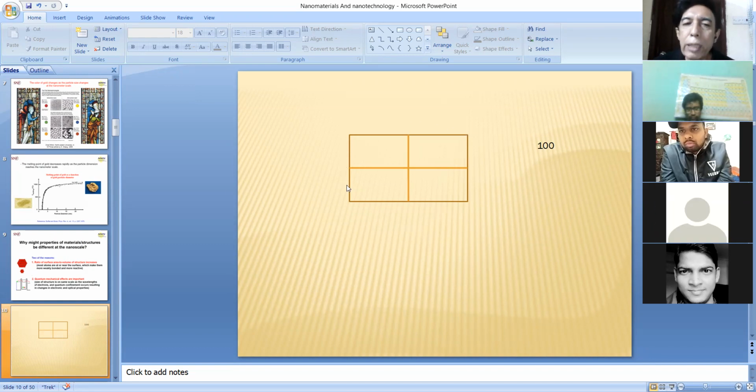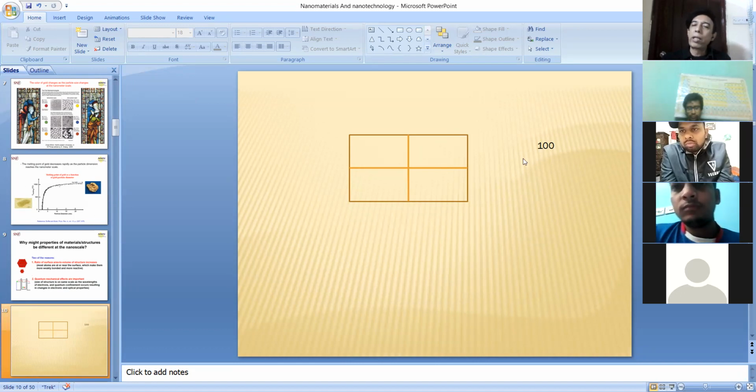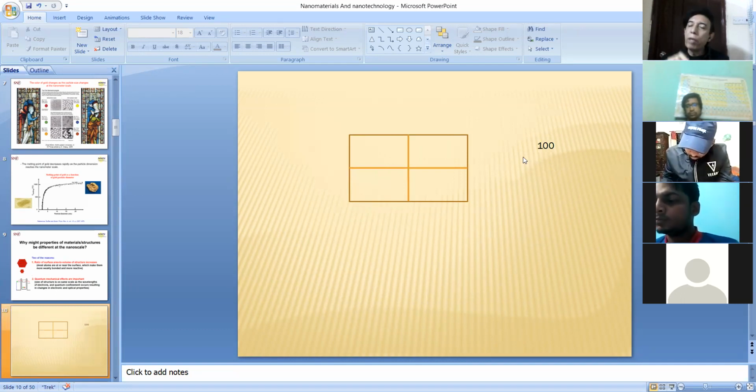Say for example, if it is undivided, there are 100 surface atoms. But if you divide it, it means you have cut it. If you have cut it, with the same volume, you will get, say for example, 1,000 surface atoms. So the number of surface atoms increases.